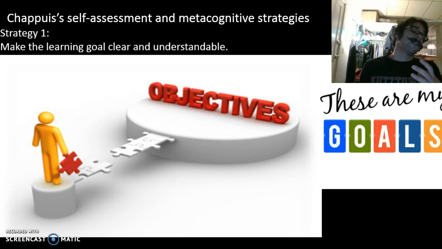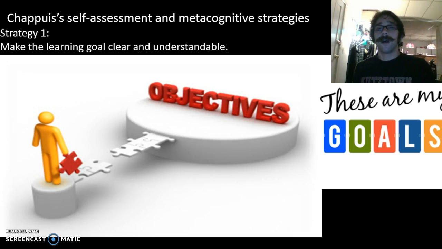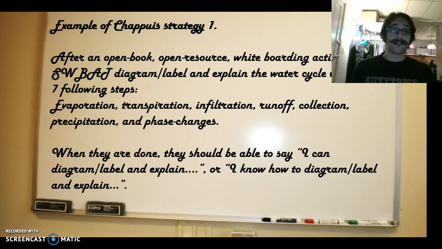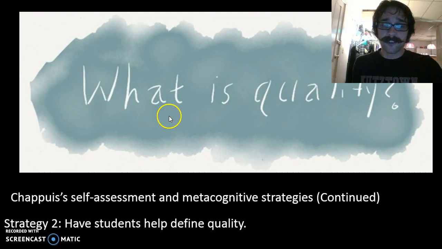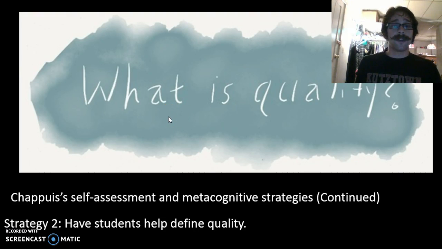Some of those strategies that they could use and should know about is that they know the learning objective. Chopuis suggests making the learning goal clear and understandable. If they don't know what they're supposed to be learning, how are they supposed to be able to self-assess on that? An example of Chopuis's strategy 1 is after an open book, open resource whiteboarding activity, a student will be able to diagram, label, and explain the water cycle with 6 of the 7 following steps. Notice that there is a condition and a degree for this one.